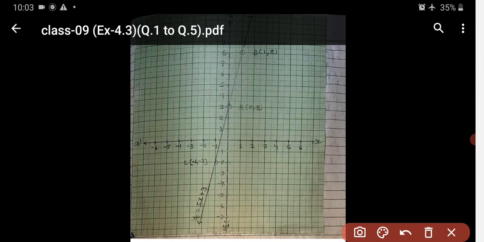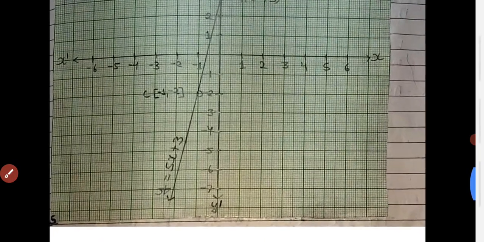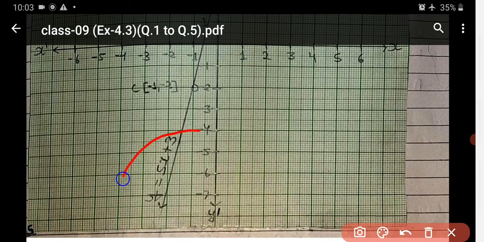The second point is 1 comma 8. Then come to 1 and then move up to 1 comma 8. And the third point is minus 1 comma minus 2. Then come to minus 1 and minus 2. When you plot all these 3 points, then draw a straight line. The straight line will pass through these 3 points. So this is your required graph. And on the graph also, as I told you, you have to write the equation name. So on the graph you have to write y is equal to 5x plus 3. It means this graph is made by this equation. So this is your final answer. This is the required graph.